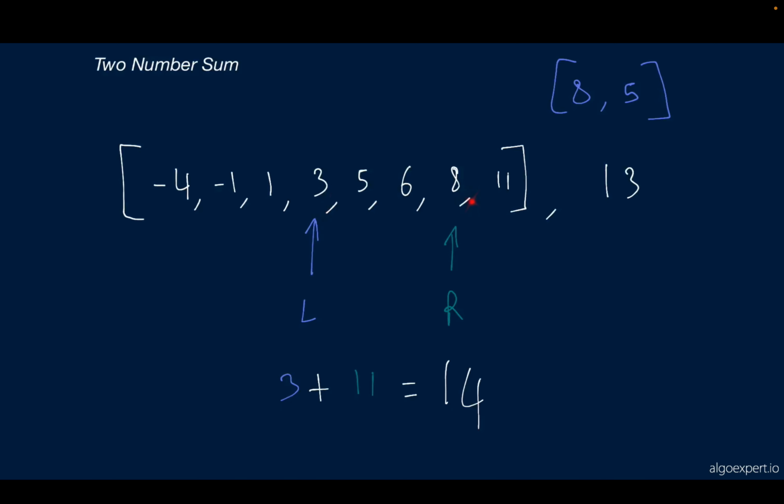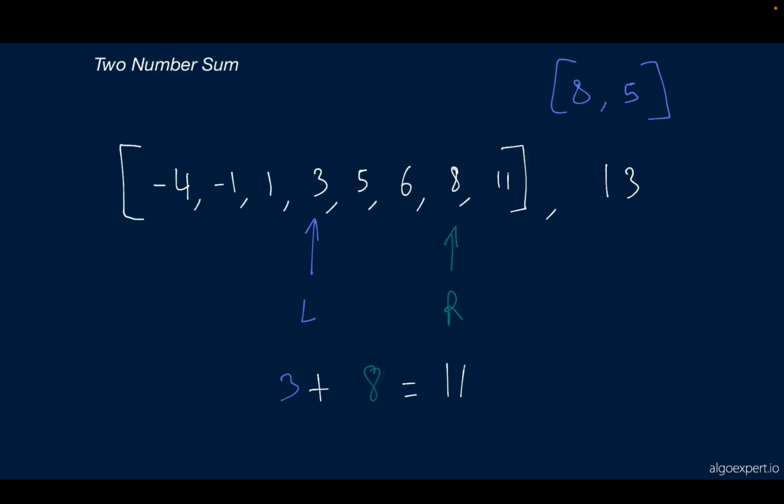So now we've got 3 and 8. 8 is smaller than 11, so we're going to have a smaller sum. So we can update this 11 here to be 8, and 3 plus 8 is going to be equal to 11. So is 11 equal to 13? No, it's not. It's less than 13. So again, this time around, we're going to want to move the left pointer to the right.